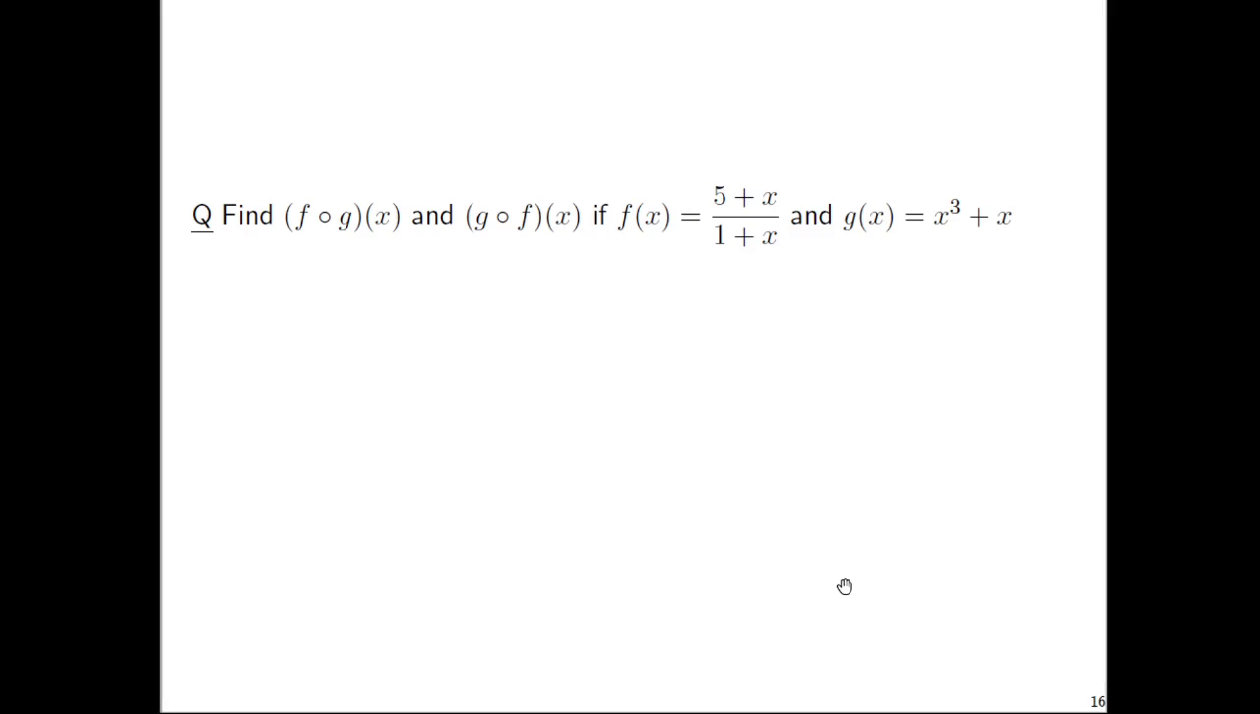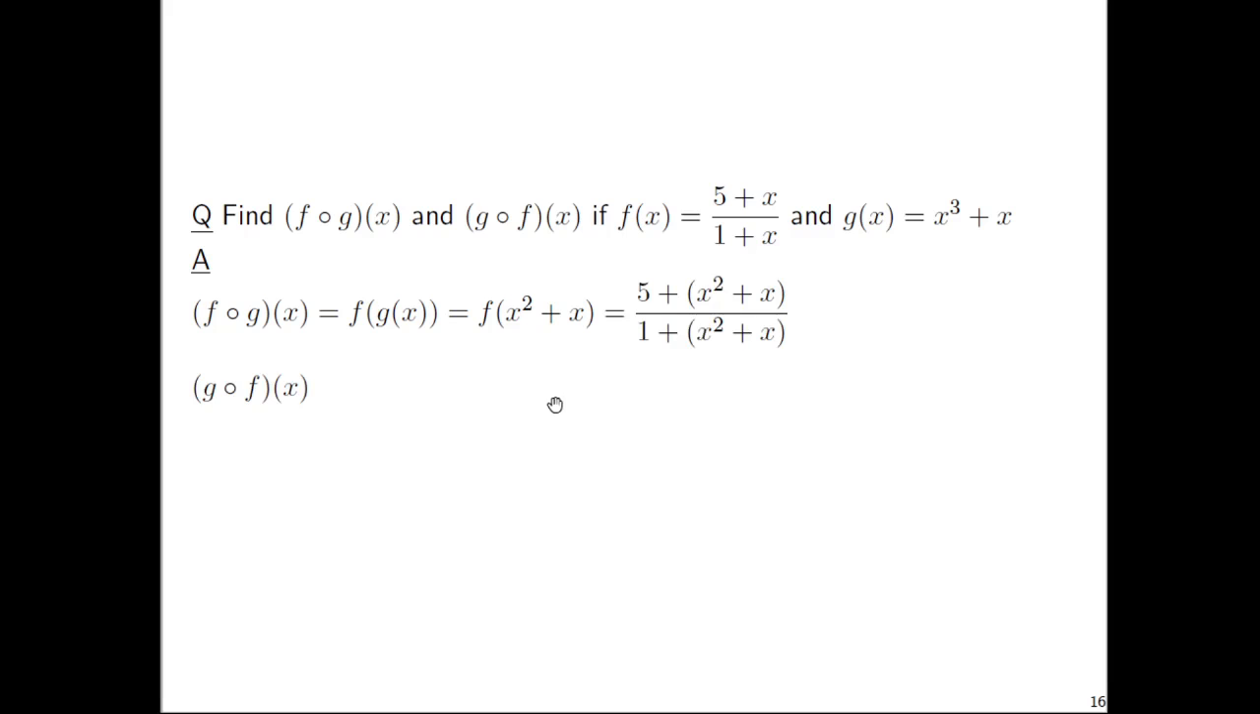Okay, let's try this one as an example. So f compose g of x and g compose f of x. We need to find those. If f of x equals 5 plus x over 1 plus x, and g of x equals x cubed plus x. So for f compose g of x, this is f of g of x. Replace the g of x on the inside with x cubed plus x. Sorry, that should be a cubed here, not a squared. Little typo. And then same typo, these should be cubes. I'll fix that in the slides. But applying f, we need to write 5 plus x over 1 plus x, replacing every x with an x cubed plus x, so 5 plus x cubed plus x over 1 plus x cubed plus x.